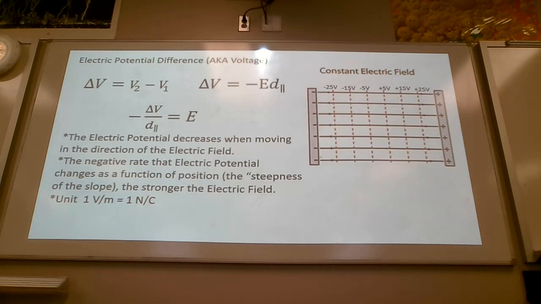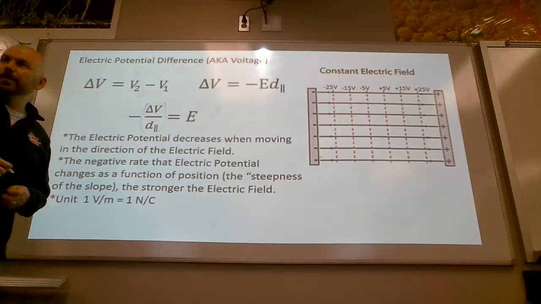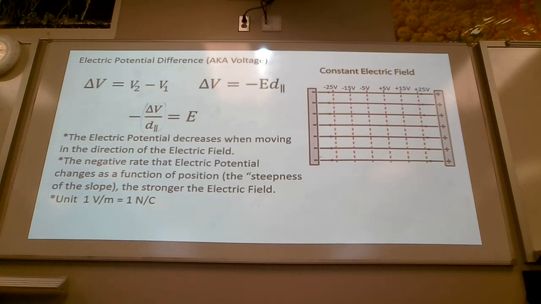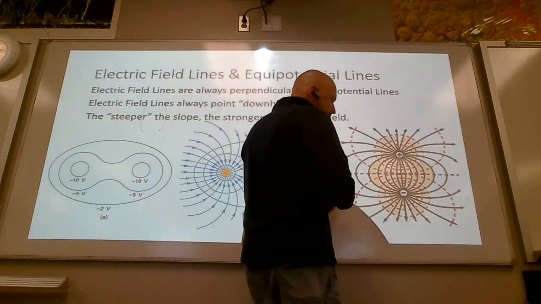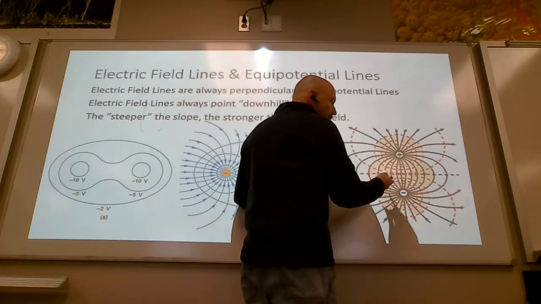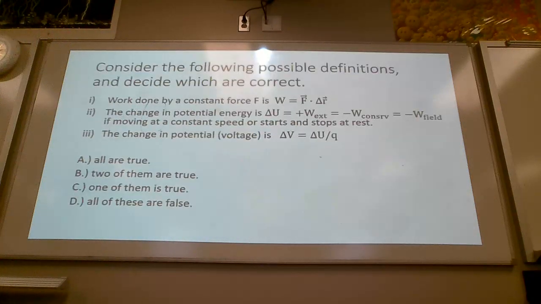The second thing is this ratio is kind of looking at the slope, the steepness of the landscape. What do I mean by that? If you're looking at a topographical map, I hope I put this.